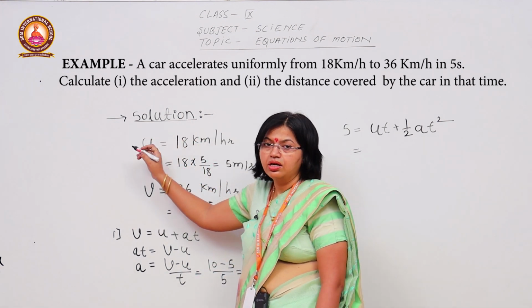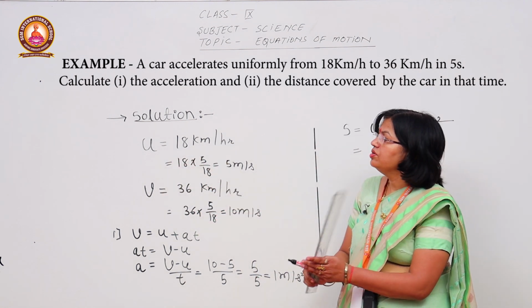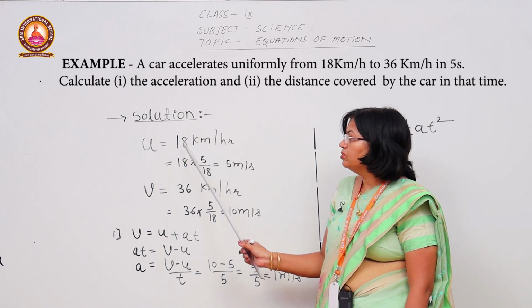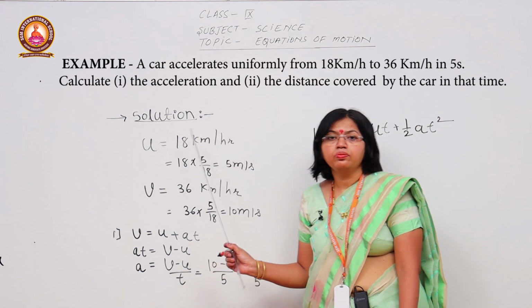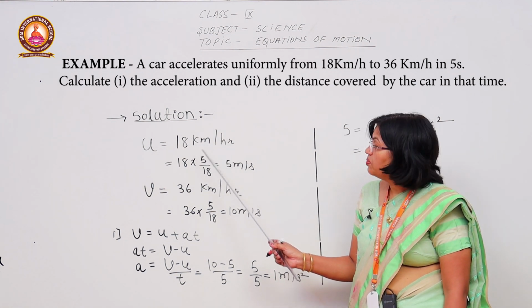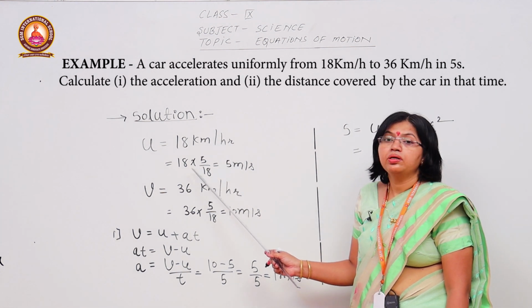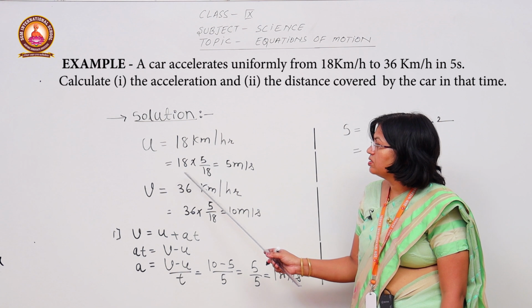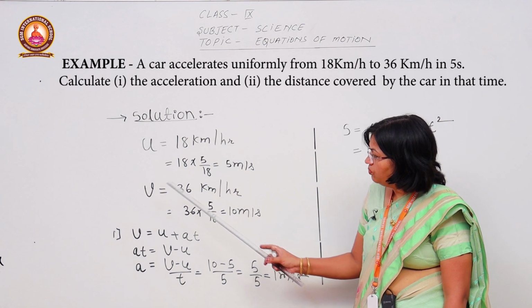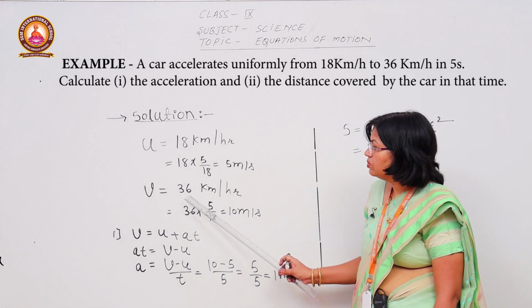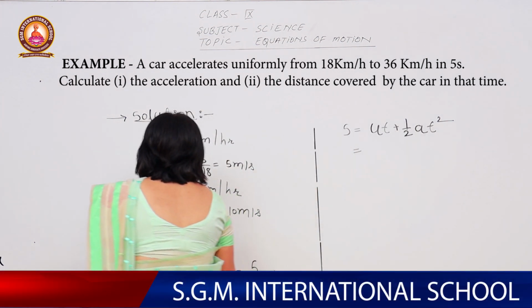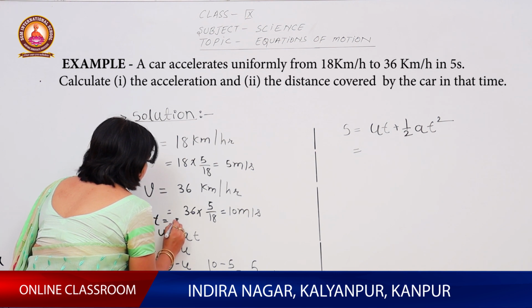Solution. Given data. Initial velocity U is equal to 18 km/h. All of you know very well, when we are solving numericals, we have to change the unit to meter per second. For that, we have to multiply by 5 by 18. That's why U is equal to 18 into 5 by 18, that is equal to 5 meter per second. Then V is given, V is equal to 36 km/h, that is equal to 10 meter per second. Here time period T is given as 5 seconds.